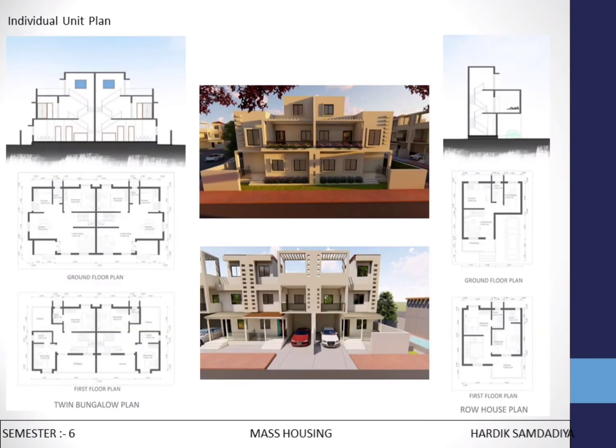The twin bungalows and the row houses also have an open double height lobby forming terraces on the upper floors. The twin bungalow has parking below the podium, and between the twin bungalow and the row house, open space is given with activities and a water pond between them.